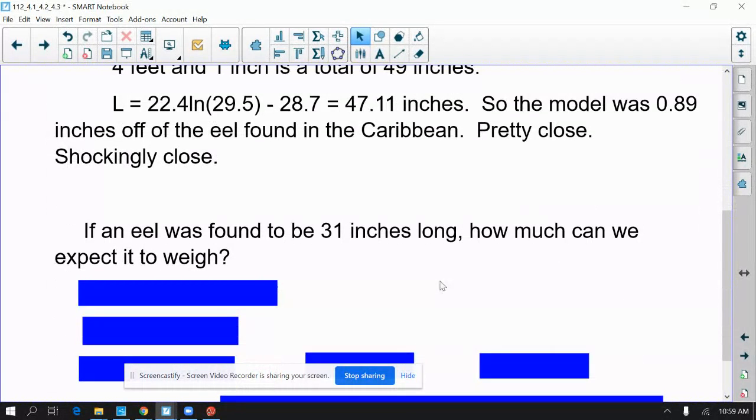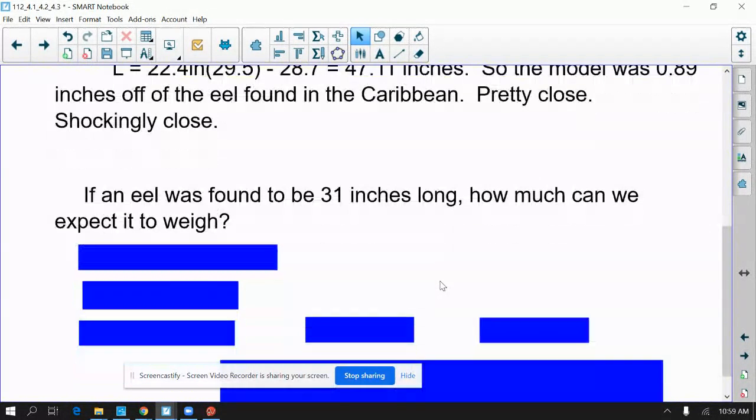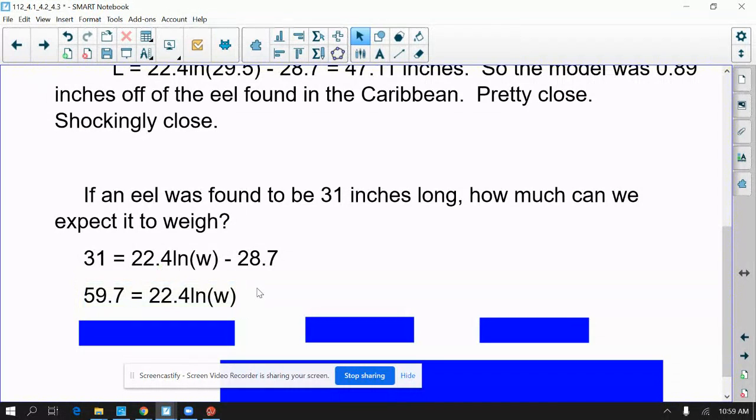If we found one that's 31 inches long, how much can we expect it to weigh? Well, now we know the length, so that's L, so that goes here, the dependent variable, and I need to solve for W. So I need to undo all these things. I need to do the inverse of subtracting, which is adding 28.7. The inverse of multiplying 22.4, that's dividing by 22.4.